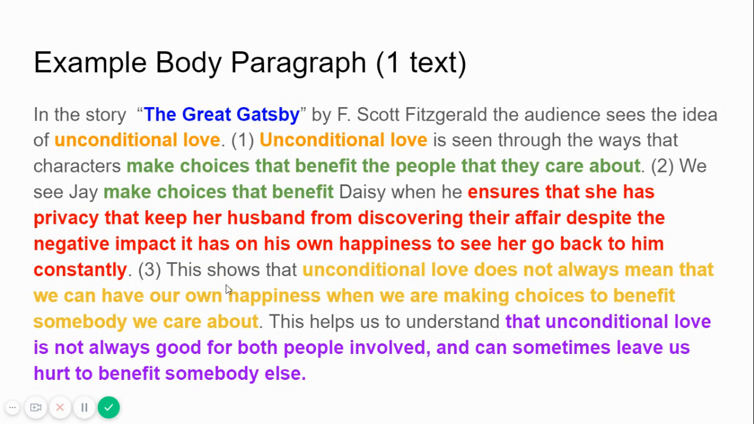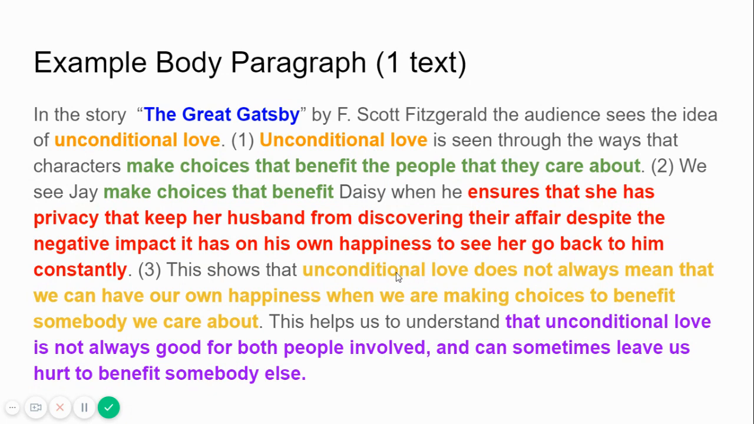So from here, we go on to explain the link to the main connection. This example shows unconditional love does not always mean that we can have our own happiness when we are making choices to benefit somebody we care about. So we've got a link to this idea of making choices to benefit other people and a link to the main connection of unconditional love.